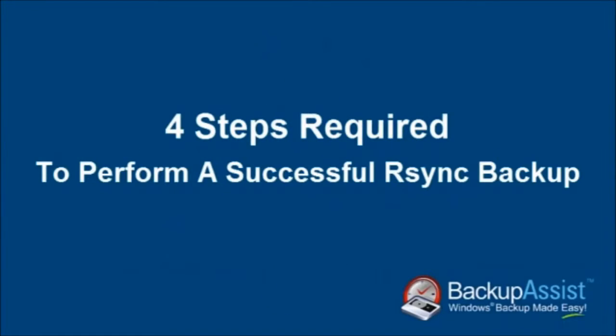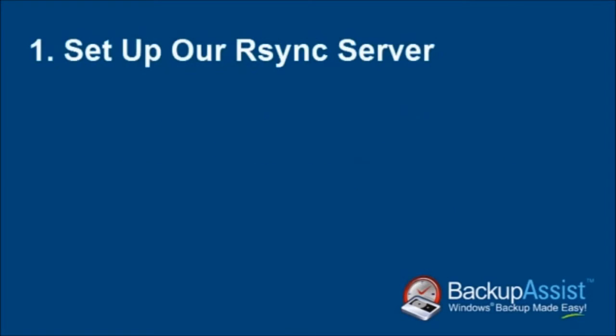There are 4 steps required to perform a successful Rsync backup. 1. First, we need to set up our Rsync server. We do this by finding a computer with Windows Server 2000 or later installed. Next, we need to download and install 2 programs, COP SSH and CW Rsync server.